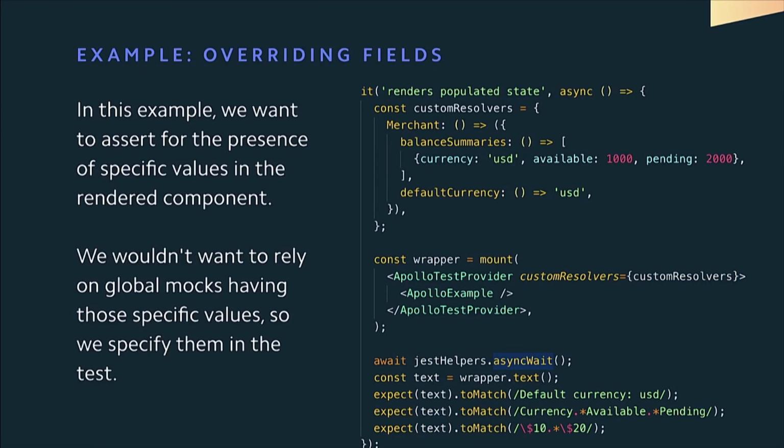Here's an example of the same, except we're using overrides now. So I now have this custom resolver where I can add things like a currency, availability, pending, etc. And I can test for exactly that, what I'm interested in at the very bottom, without having to worry about all the other props that are put into this particular component.